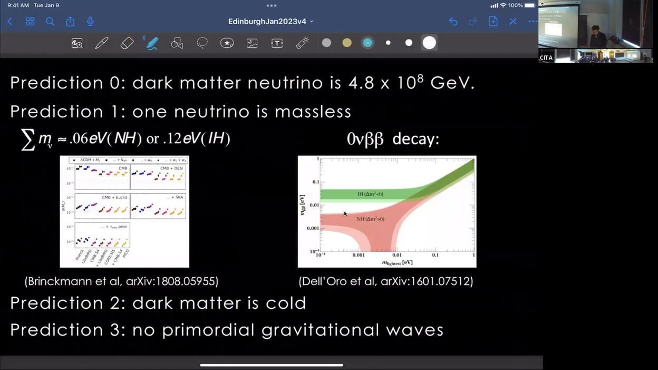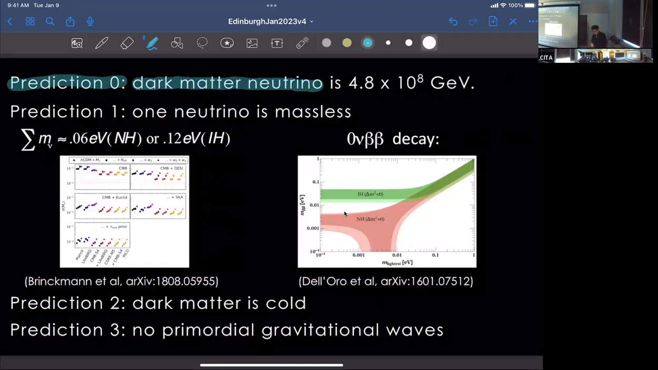So this idea for the dark matter gives a very elegant explanation for how the universe gets populated by this dark matter. And it leads to the following predictions. Prediction zero, I say here, because I don't know how to directly test it, is that the dark matter neutrino, this one stable neutrino, has to be 4.8 times 10^8 GeV to give the right dark matter abundance today. In other words, in this approach, we interpret the measurement of the dark matter abundance today as just a measurement of one of the previously unmeasured parameters in the standard model, the mass of this particular neutrino.